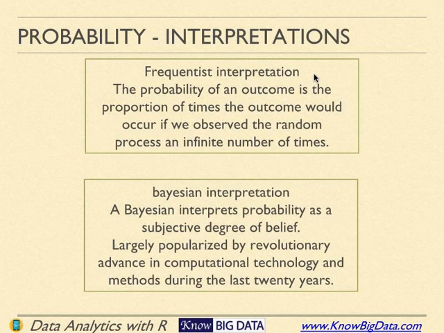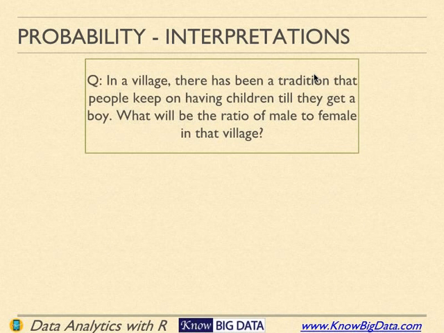But the Bayesian interpretation is that probability is a subjective degree of belief. It's a subjective degree of belief that when I toss a coin, there is a 50% chance that head will occur or the tail will occur. And based on this phenomenon is the whole probability defined. What is the probability of getting 1 on a dice? It is 1/6, and so on. So now let's have a look at it.